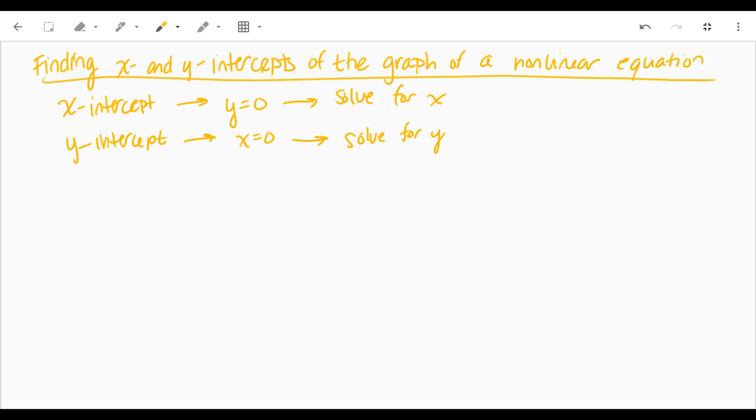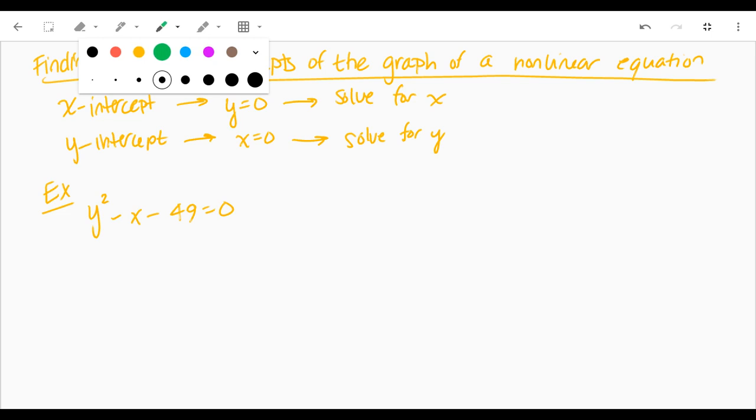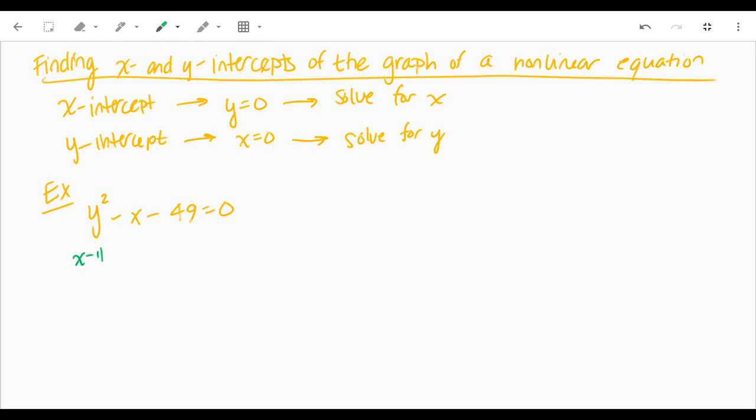Okay, so our example for this one, we are going to find the intercepts of y squared minus x minus 49 equals 0. So to find our x-intercept, y is 0. So then we'd have negative x minus 49 equals 0. Just add x to both sides, and x is negative 49.